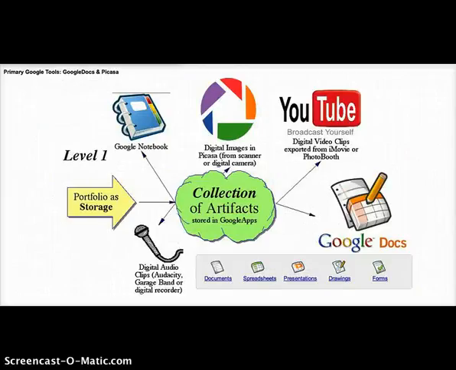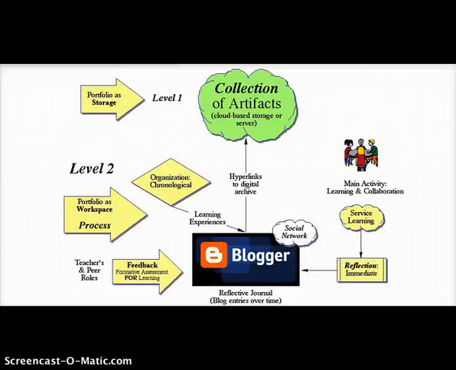E-portfolios at their most basic level can be used primarily as a storage space for written assignments and assessments. At this level, information can be stored in a file on a server, such as in Google Drive. The second stage of e-portfolios focuses on the e-portfolio as a workspace and includes a journal or reflection of the learning process online, in addition to the storage of the work. The dialogue with teachers may include formative feedback. Google Docs and Blogger can accommodate both of these requirements.